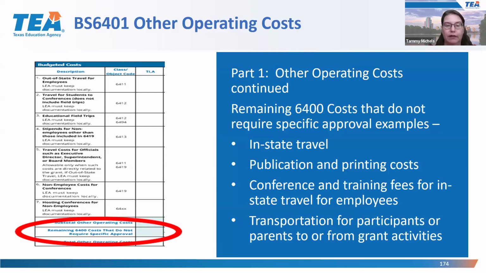Items that we frequently see budgeted in remaining costs are in-state travel for employees, publication and printing costs, and many other items. And this can cause some confusion with in-state travel because there is a line for out-of-state travel. If you're new, you think, oh, there should be a line for in-state travel. However, there isn't one. It does belong in remaining 6400 costs.